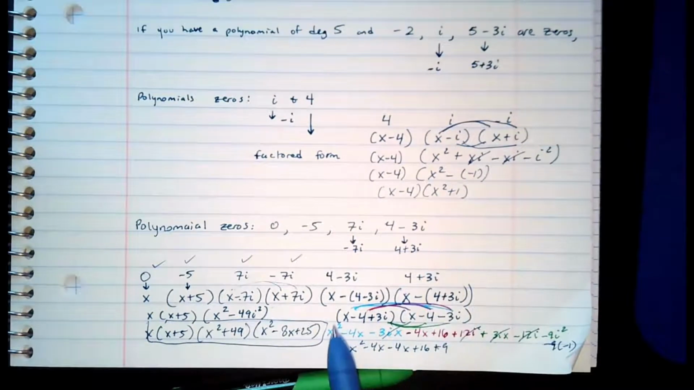So there's the polynomial in factored form with no imaginary parts in it, with these zeros. Now I'm going to show you a faster way to do this. We'll do one more example of finding zeros, and that will be that.